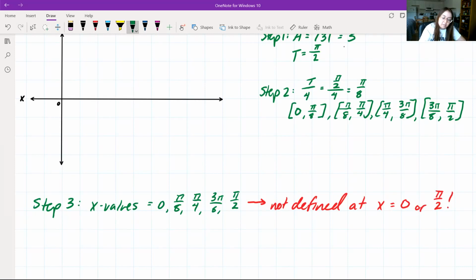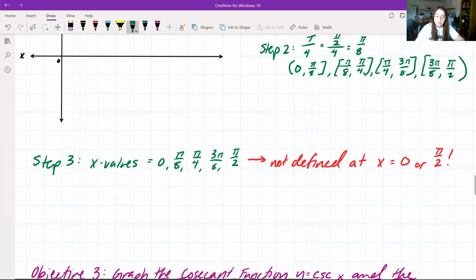So when we have our subintervals, really what we're considering is not 0 and not pi over 2, but all values in between. So if our function is not defined at x equals 0 or pi over 2, that means when we find our y values, we're just finding y values for pi over 8, pi over 4, and 3 pi over 8. So let's go ahead and find our y values.